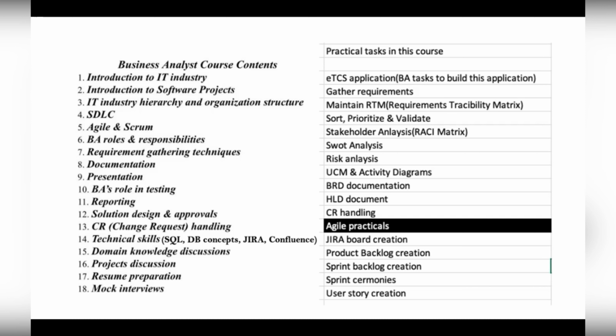I'm sure this sounds very big, but it's not so big. Here you're going to learn 100% of the business analysis. But once you join an organization, definitely you will not be working on all these things.